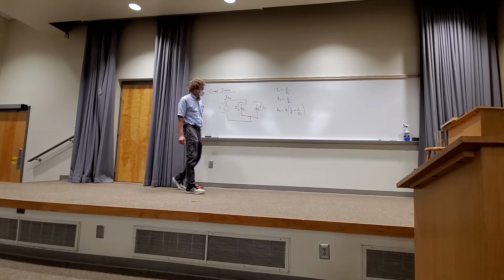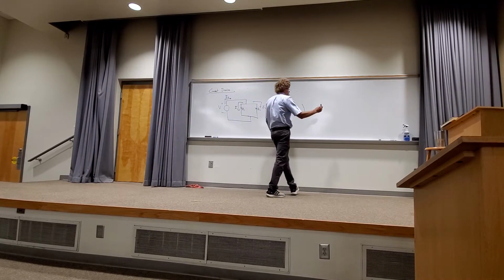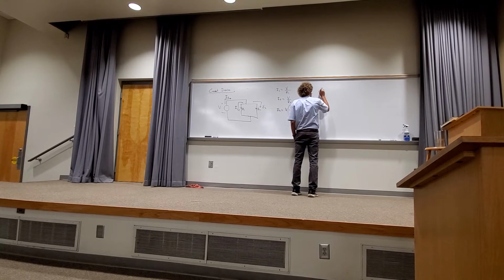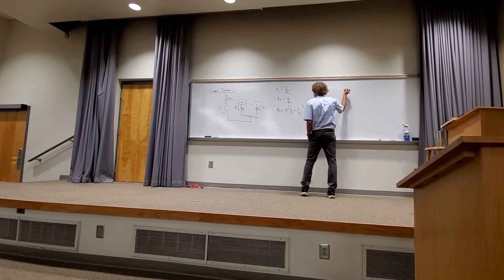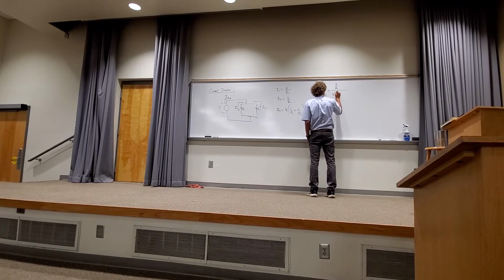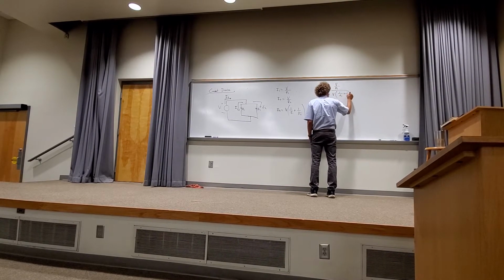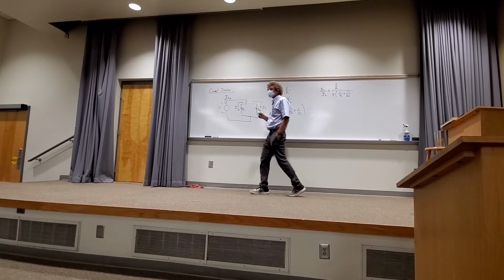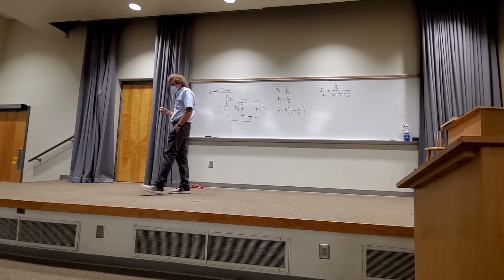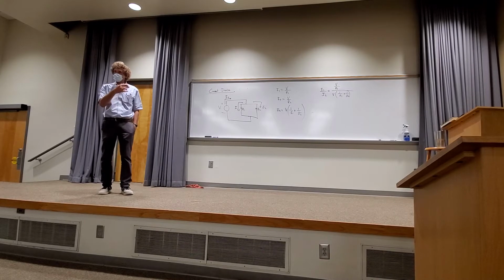Now, what is the ratio of I1 over I source, or the total current flowing into both of them? Well, it's V over R1 over V over 1 over R1 plus 1 over R2. I'm just rewriting. I'm getting the ratio of the current through I1 over the total current.